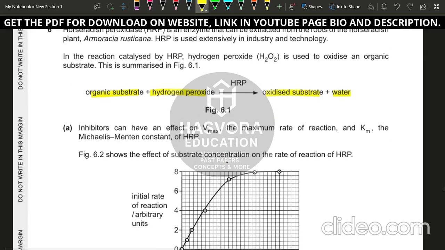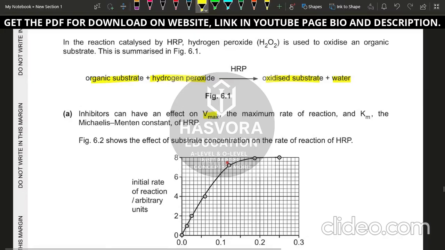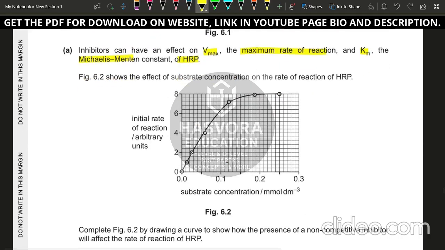So inhibitors can have an effect on the Vmax, the maximum rate of reaction, and the Km value, which is the Michaelis-Menten constant of the HRP. Figure 6.2 shows the effect of substrate concentration on the rate of reaction of HRP. So on the x-axis they have given you the substrate concentration, okay, and this is the graph.